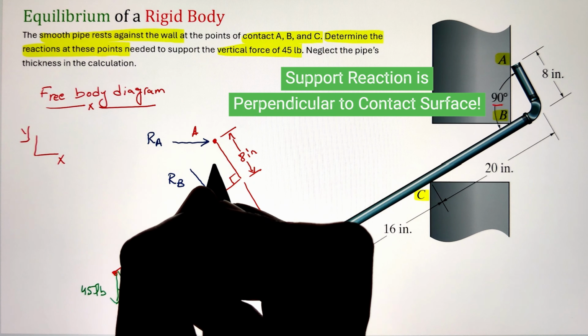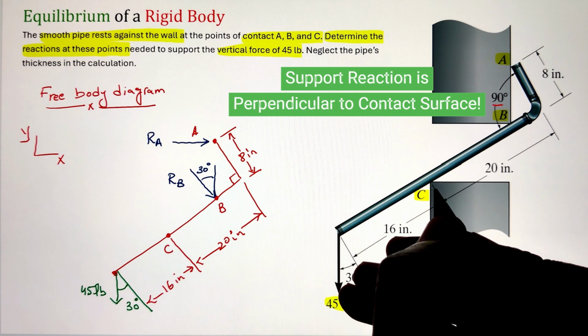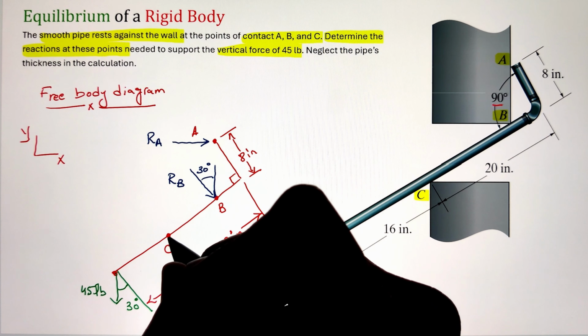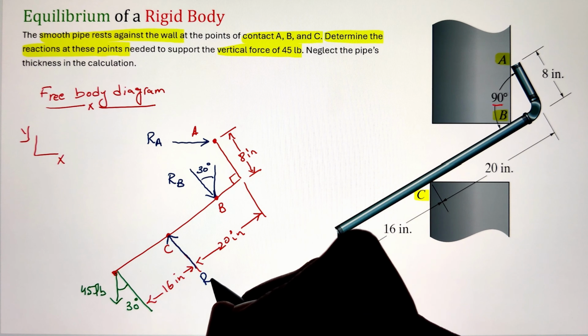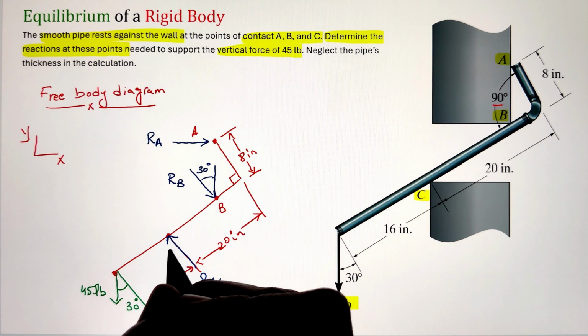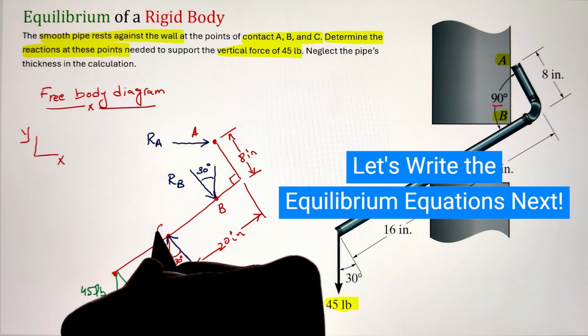Whereas at points B and C, there is a point contact. So our support reactions are perpendicular to the axis of the pipe at points B and C. Once we have the free body diagram, let's go ahead and write our equilibrium equations.